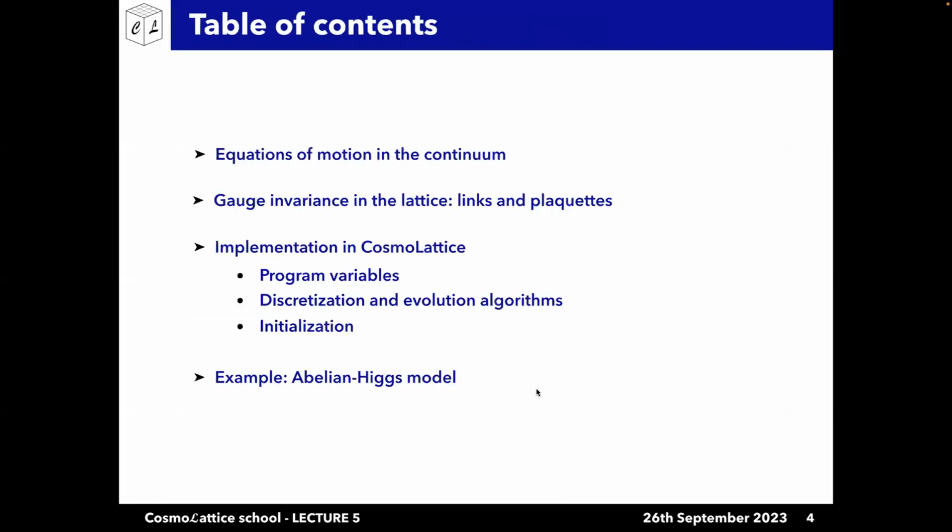Okay, so this is the table of contents of my presentation. I will start by describing the equations of motion in the continuum. Then I will talk a bit about gauge invariance on the lattice and how we can use links and plaquettes to preserve gauge invariance. Then I will talk about how we implement the gauge fields in CosmoLattice, and then I will show an example.